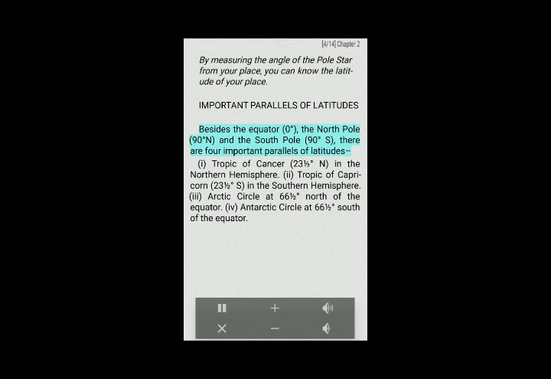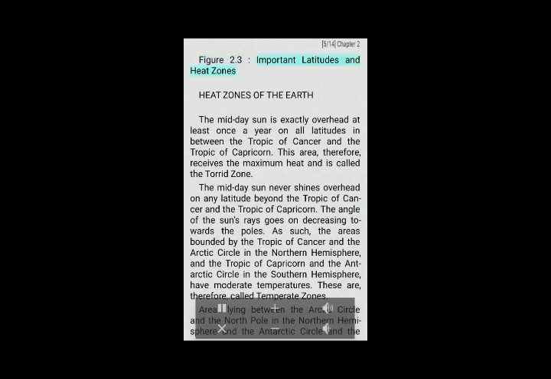Important parallels of latitudes. Besides the equator, 0 degrees, the North Pole, 90 degrees north, and the South Pole, 90 degrees south, there are 4 important parallels of latitudes. I. Tropic of Cancer, 23.5 degrees N, in the northern hemisphere. II. Tropic of Capricorn, 23.5 degrees S, in the southern hemisphere. III. Arctic Circle at 66.5 degrees north of the equator. IV. Antarctic Circle at 66.5 degrees south of the equator. Figure 2.3. Important latitudes and heat zones.